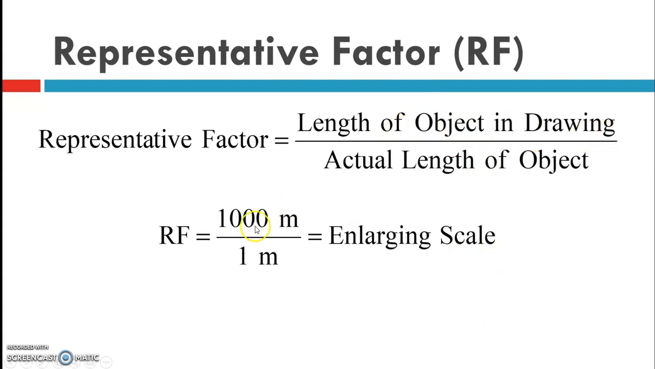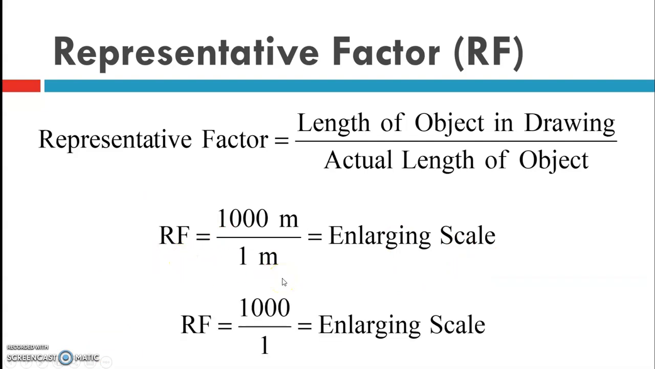Length of object in the drawing is 1000 meters. That is 1 kilometer. And what is the actual length of object? That is 1 meter. So here 1 meter of actual object, we are drawing as 1000 meters. So here it is known as the enlarging scale, and as you know, RF is unitless. So what is the RF for the enlarging scale?